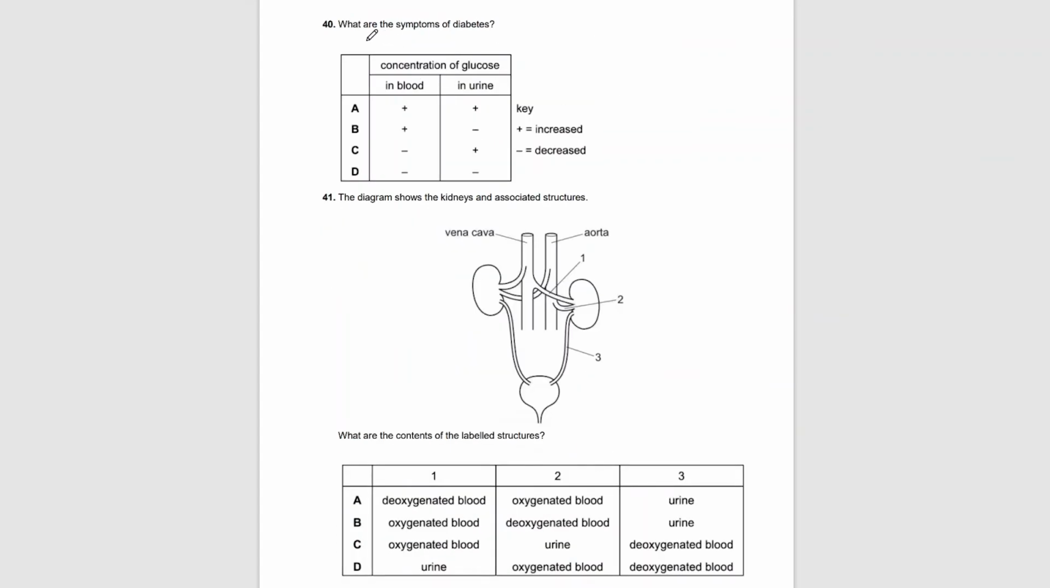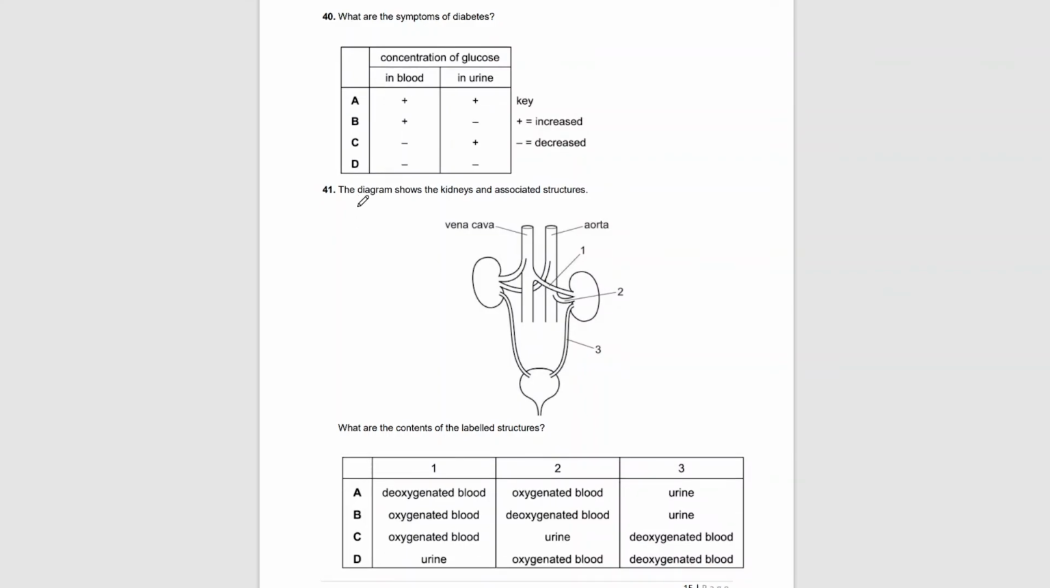Question 40. What are the symptoms of diabetes? Diabetes is a disease which causes the pancreas to stop secretion of insulin. Since insulin is not secreted, cells are less permeable towards glucose. This means cells do not take in the excess glucose in the blood and the concentration of glucose in the blood remains high. Since glucose is not removed from the blood, glucose, being a highly soluble molecule, dissolves in the water and appears in the urine. So the answer is going to be A.